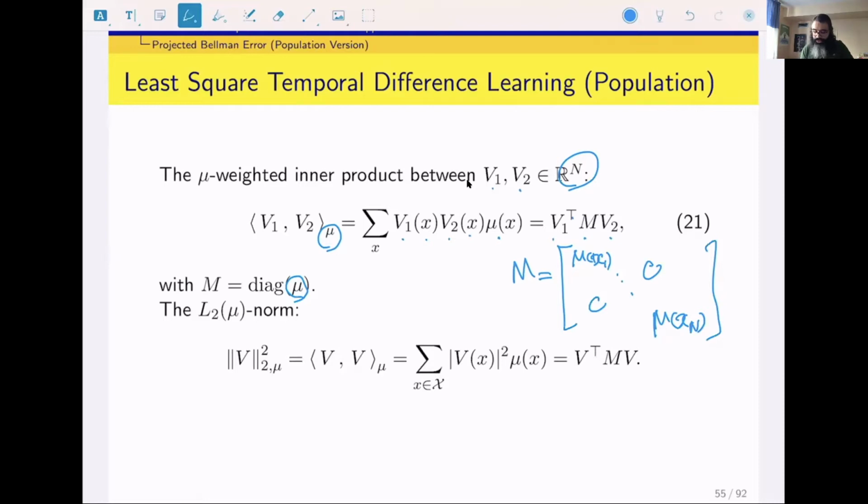Okay, so the weighted L2 norm, this is the L2 norm squared, would be the inner product of V by itself, which would be the summation over all x's of V(x) squared, weighted by mu(x), which would be in the matrix notation V transpose M V. So this would be the norm of some function V. So here, yeah, this is general. V is not necessarily belonging to any linear function space. So it's any n-dimensional vector.